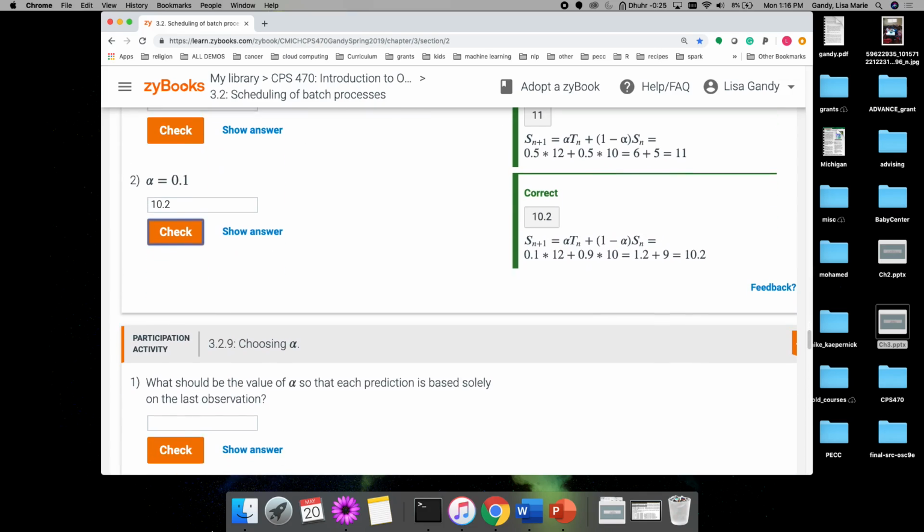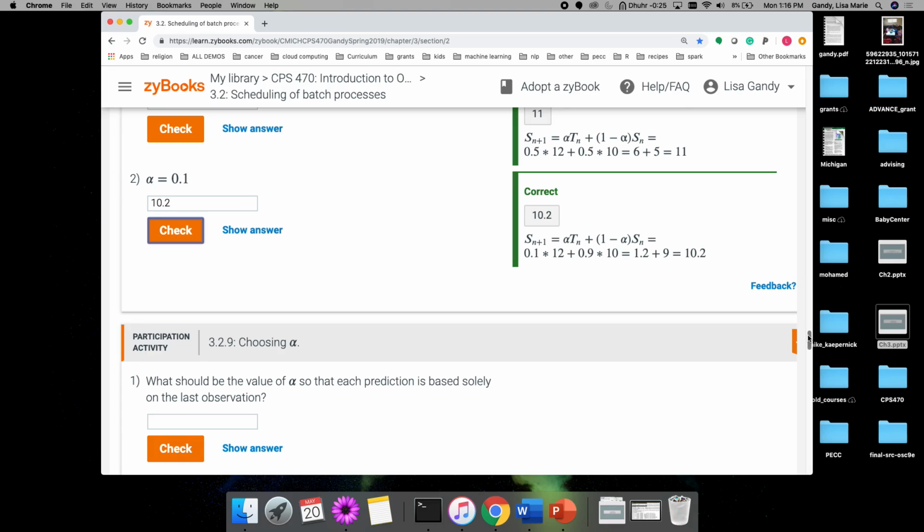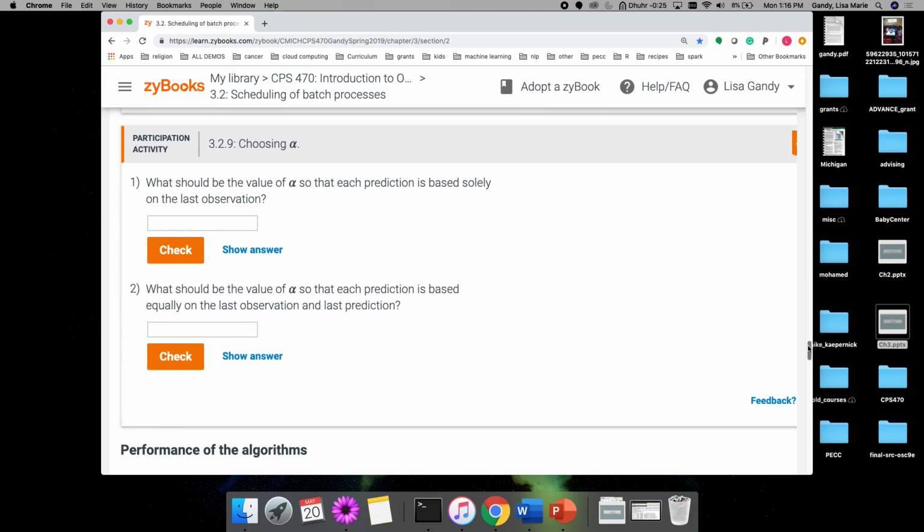Yeah, okay. What should be the value of alpha so each prediction is based solely on the last observation? So let's look at our equation here. The last observation is Tn. So if we don't want Sn to count, what should alpha be? We want Tn to be the only thing that we're using. 1. Yes.